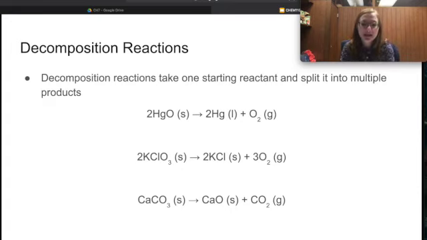We have potassium chlorate. So that's breaking into potassium chloride and oxygen. And then we have calcium carbonate down there as calcium oxide and carbon dioxide. So again, you're just taking one starting product, you're breaking it apart into multiple parts.